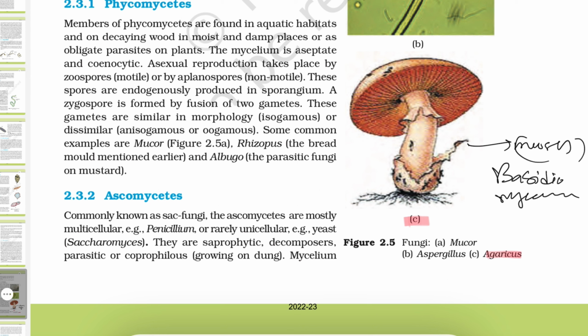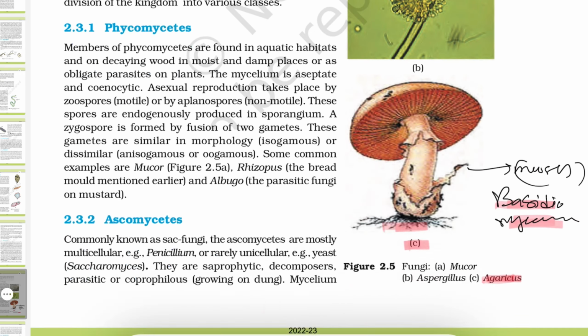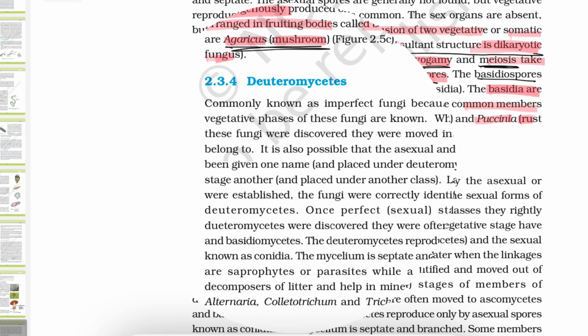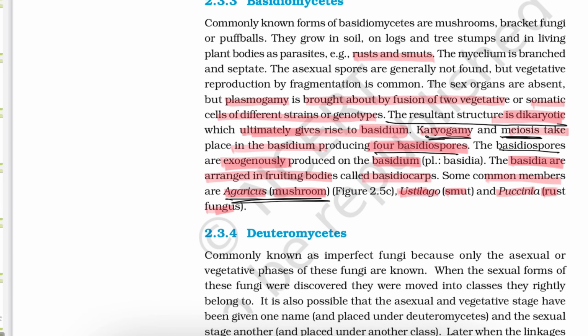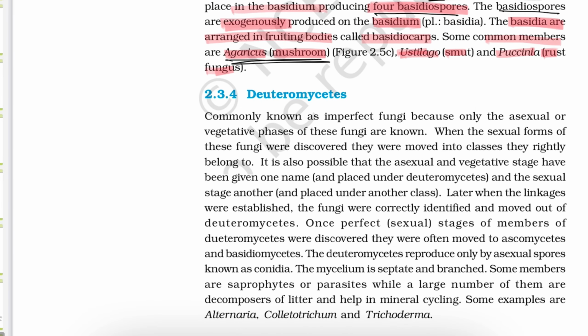The picture may be given and asked, it is an example of which class of fungi, this Agaricus. This picture is an example of Basidiomycetes. So picture-based MCQ is also important. Thereby we have completed Basidiomycetes. Now let us see Deuteromycetes. It is a very small topic.